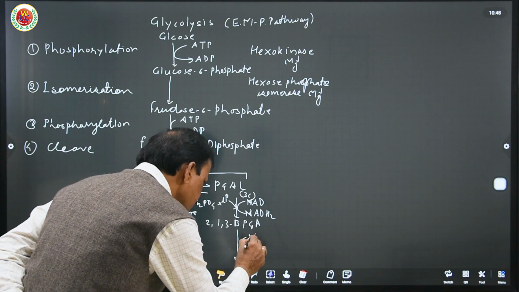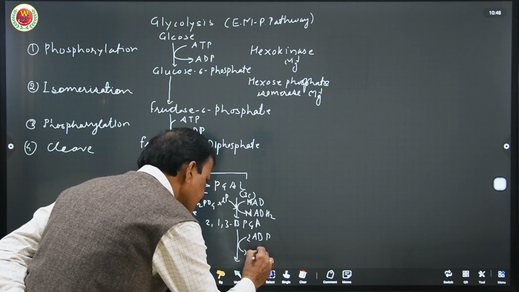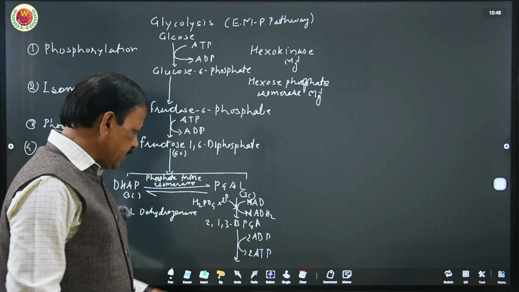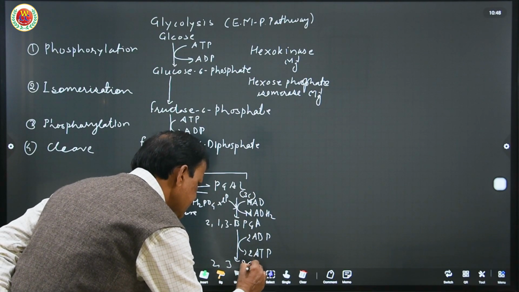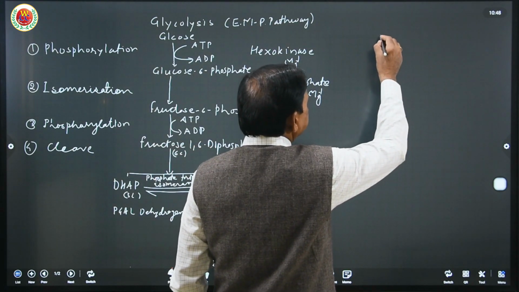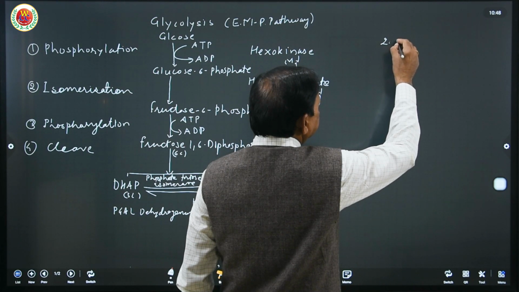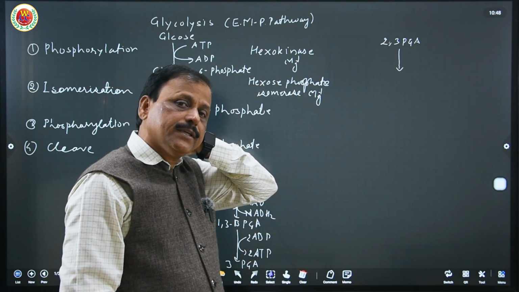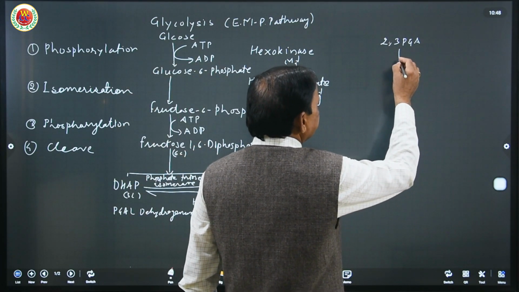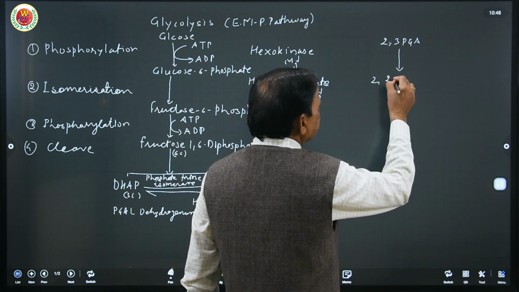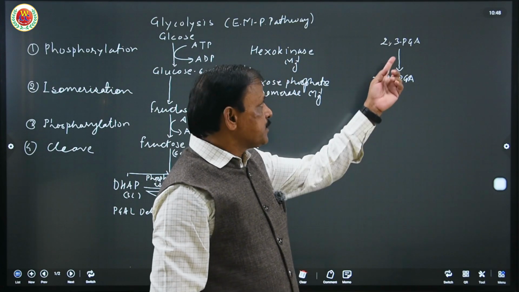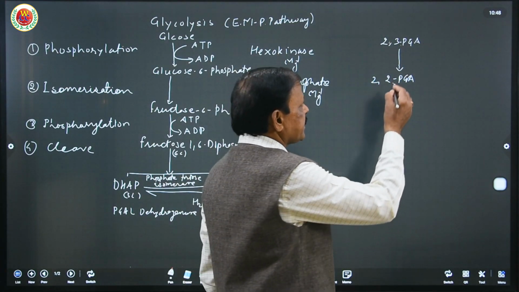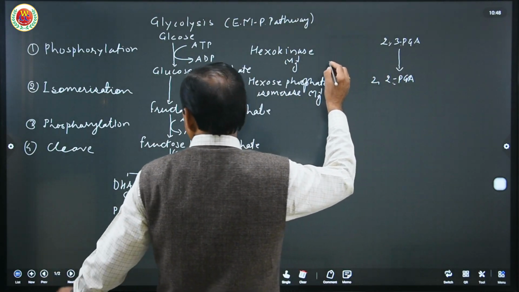dephosphorylation, where 2 molecules of ATP are produced from 2 molecules of ADP, because 2 phosphates are released, one from each, forming 2 molecules of 3-PGA. Further, the 2 molecules of 3-PGA undergo isomerisation, producing 2 molecules of 2-PGA. The phosphate which was attached at the 3rd carbon is now attached at the 2nd carbon of the phosphoglyceric acid, and naturally this step is known as isomerization.